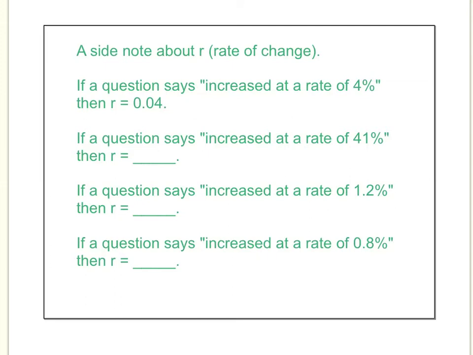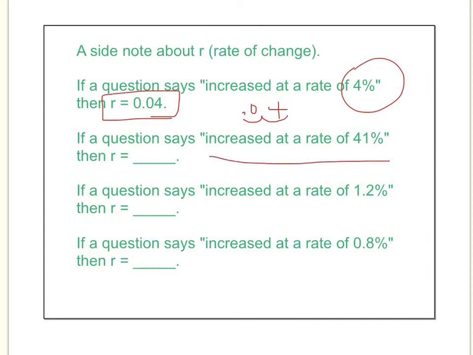A lot of times in your word problems, you're going to get a percentage. You have to change that percentage into a decimal. So to take 4%, you just take your number 4 and you move the decimal place over twice. So now you have that rate that you're going to insert into your formula as 0.04, 4 hundredths. So if it says it's increased by the rate of 41%, it's 0.41.